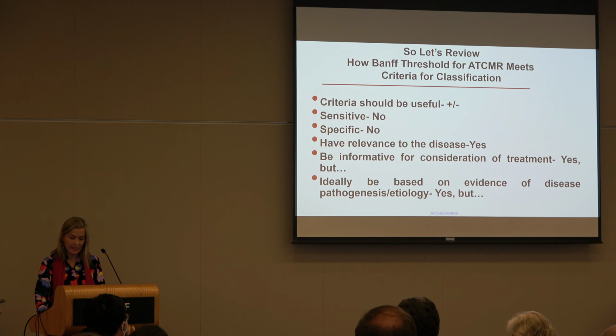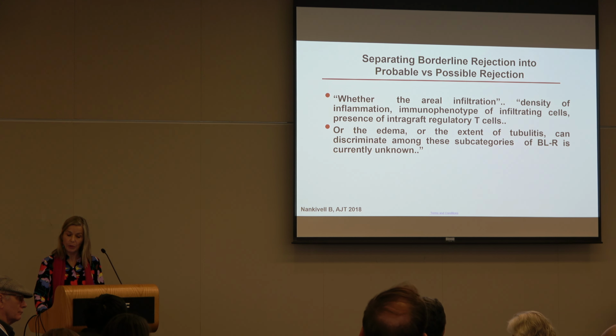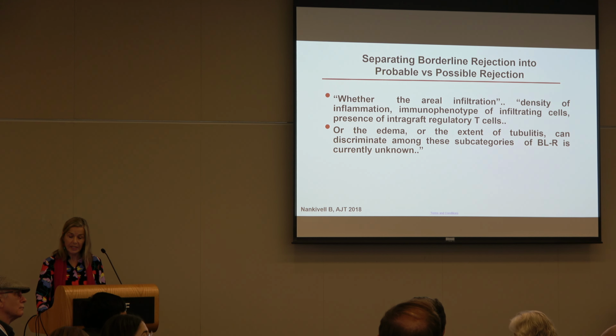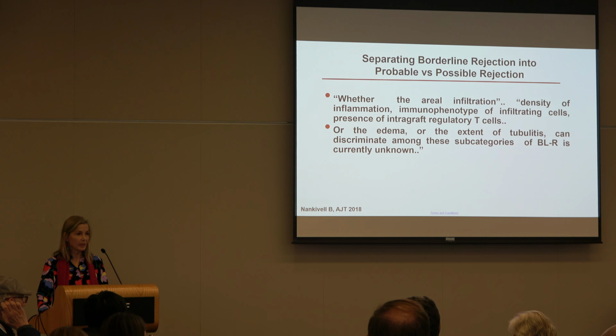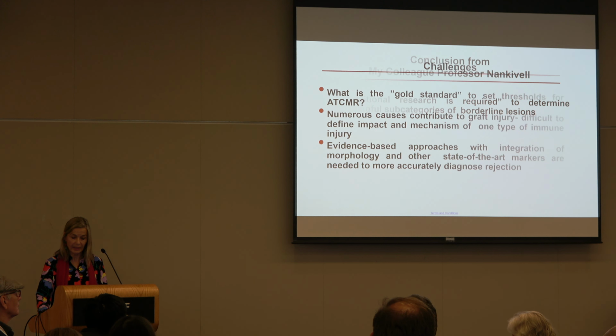Is it based on evidence of disease pathogenesis and etiology? Well, yes, some, but maybe not quite enough. So we should be separating borderline rejection into more fine-tuned categories, but we don't know whether the arterial infiltration, again quoting Brian, density of inflammation, immunophenotype of infiltrating cells, presence of intragraft specific subsets of T cells, or the edema or extent of tubulitis can discriminate amongst these subcategories of borderline rejection. This is currently unknown. So are we just completely out in the wilderness? He says additional research is required to determine meaningful subcategories of borderline lesions.